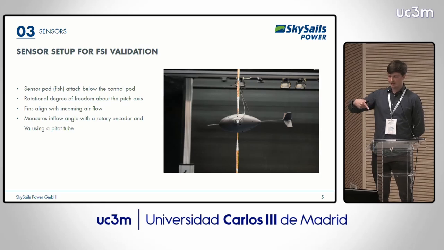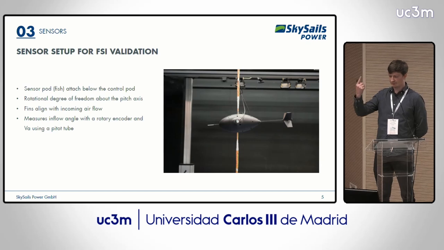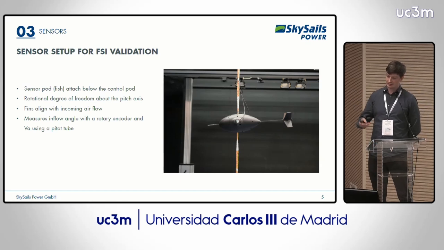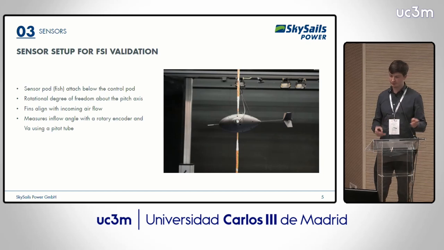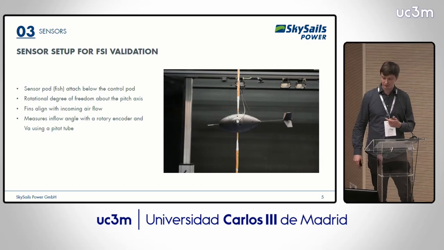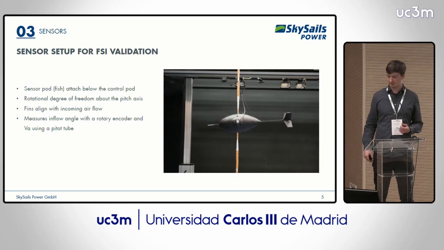It also has a rotational degree of freedom, so it can pitch freely in the free stream velocity. It has fins which align the pod with the flow. We also use the pitot tube to measure the wind speed. So with this pod and a load cell where we measure the tether force, we can actually determine the glide ratio and the CR.